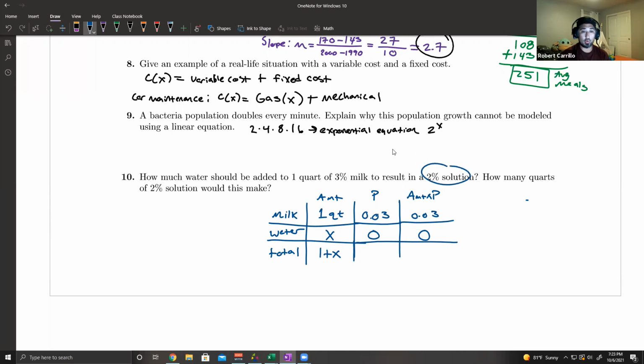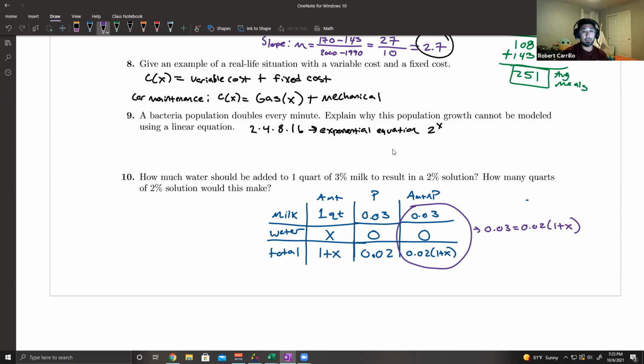And we want a total of 2% in our solution. So that will be down here, 0.02. And 1 plus x times 0.02 is 0.02 times 1 plus x. Okay. Now put it all together and you will get 0.03 equal to 0.02 times 1 plus x. All right. And now solve for x.